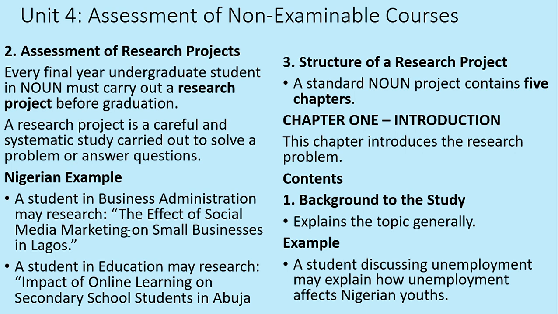Under the background to the study, you're trying to explain how unemployment may affect Nigerian youth. So you're trying to give reasons, you're trying to give a background of what we need to study. You're trying to explain the topic generally on how all this unemployment can affect Nigerian youth. It will be under the background study. So that is for chapter 1.